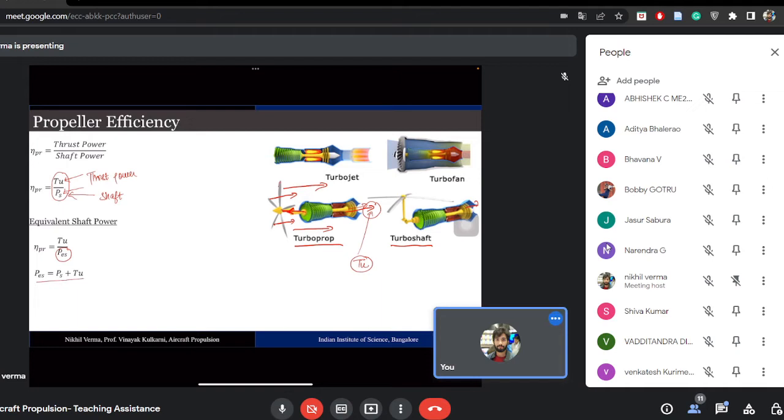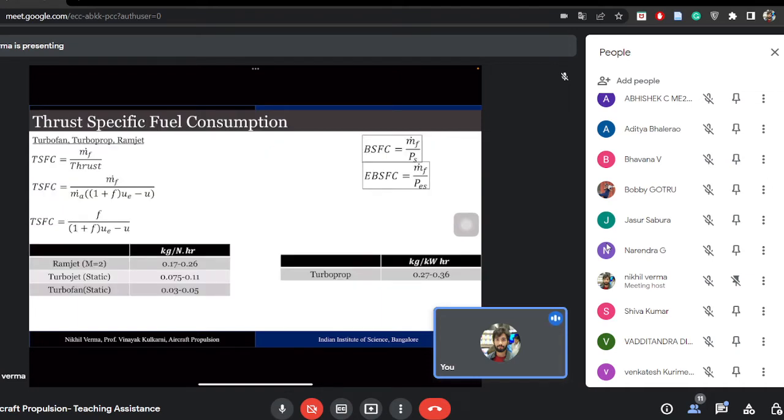Coming on to another important parameter that is utilized for characterizing the performance of the air breathing engine, that is the TSFC. This is the thrust specific fuel consumption. The unit for this is kg per Newton hour. It says how much amount of fuel is utilized to get a unit amount of thrust for a given amount of time. So this is how the TSFC is defined.